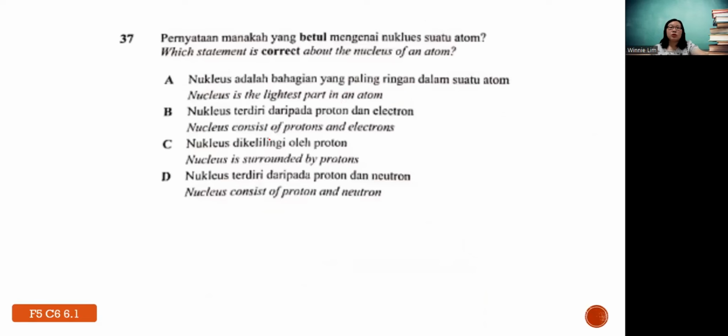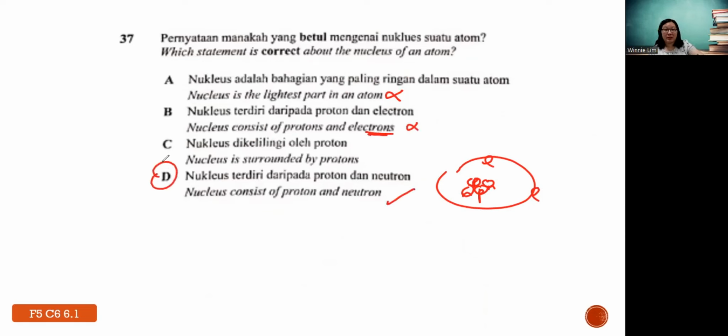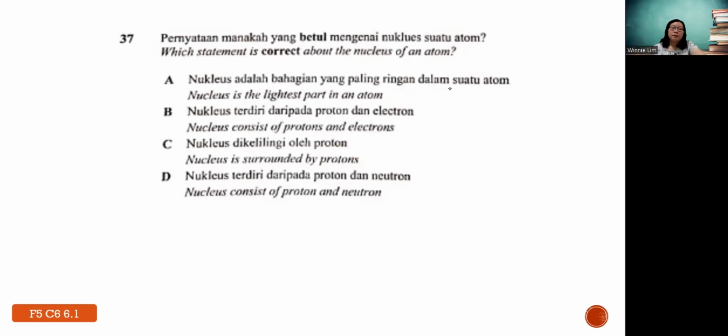Number 37, which statement is correct about the nucleus of an atom? Okay, so of course the nucleus, as you know, they are surrounded by what? This nucleus consists of protons and also neutrons, right? Then they are surrounded by electrons. General idea. So is the nucleus the lightest part? No, the electron is lighter. Then, nucleus consists of protons and electrons? No, it's protons and neutrons. So it's D. Nucleus is surrounded by protons, also wrong. So this one is kind of a basic idea lah.